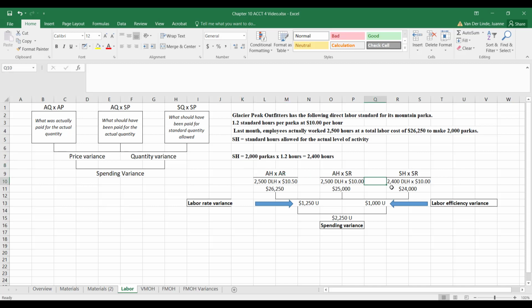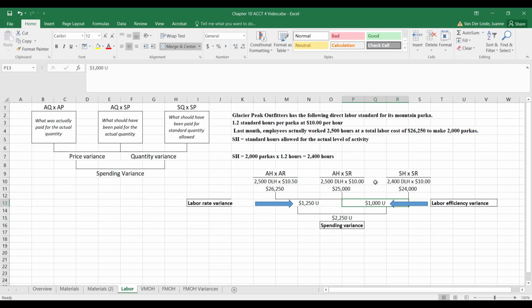So we can see here we used 100 more hours than we should have, right? So that's a 100-hour unfavorable variance on the surface, right? Because anytime you use more than you should have, that's an unfavorable quantity, or in this case, an efficiency variance. So when you compare that 25,000 to the 24,000, we can see there's a difference of $1,000 there, and it's unfavorable because we used more hours than we should have.